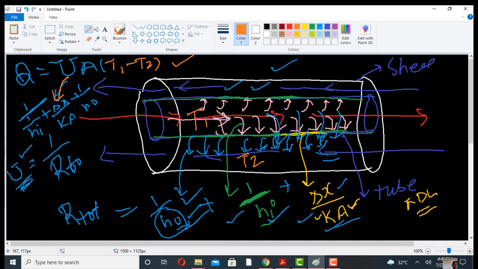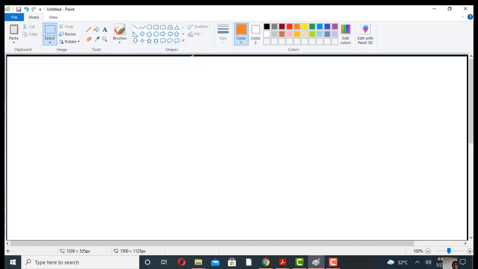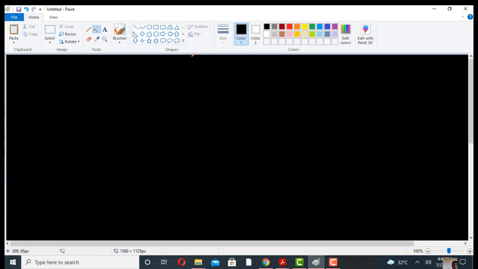Similarly, in mass transfer, by analogy, we use the overall mass transfer coefficient to simplify our calculation, as we have already used in heat transfer.